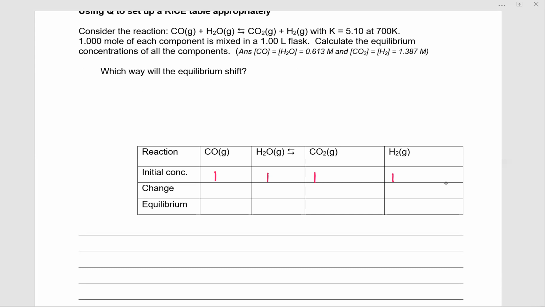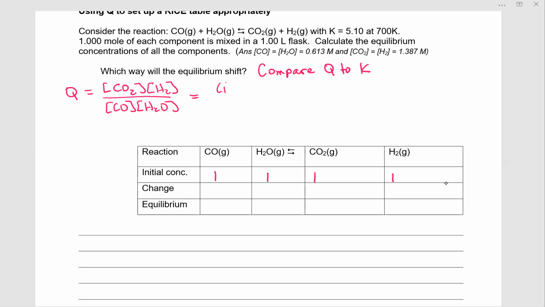All right. So the question is, which way is the equilibrium going to shift? How do I know what's a plus X and what's a minus X? So what we're going to do is compare Q to K, so we know which way the equilibrium shifts. So Q is equal to CO2 times H2, products over reactants, carbon monoxide and water. And fortunately, we chose 1 for all of these values for the sake of demonstration to make life easier for you. So that's 1.